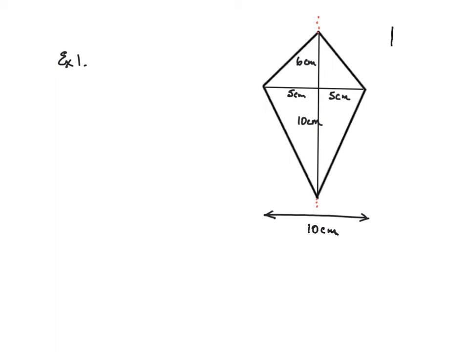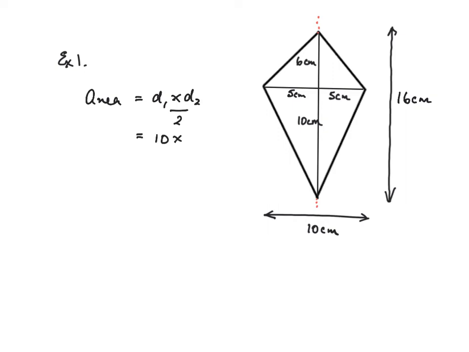And how long is the other diagonal? Well, it's this distance here from top to bottom that we're trying to find. Well, this part here is 6 centimeters and this part here is 10 centimeters. So the total length of this second diagonal is 16 centimeters. So the area then, it's diagonal 1 times diagonal 2 over 2. So that's 10 times 16 over 2, and that gives us 80 centimeters squared.